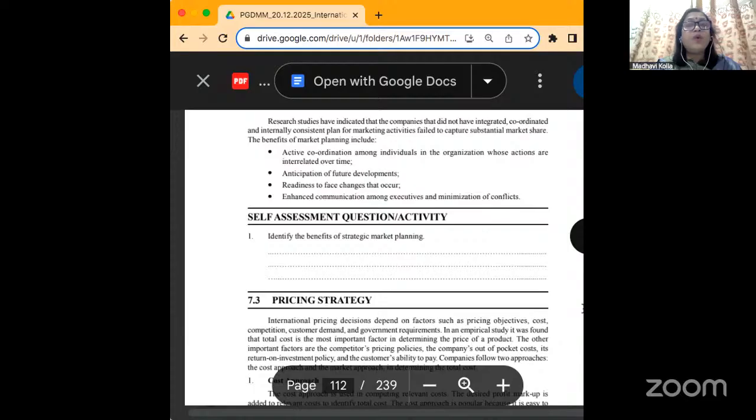They are not looking at who the competitors are, what the macro and micro elements are, what the market opportunity is, what the consumer behavior is, what the socio-cultural expectations are, or what political and legal constraints apply to the company for its growth. Only when a company takes a holistic view of all these factors will it eventually grow on a long-term basis. So, the benefits of marketing plans include, A, active coordination among individuals in the organization whose actions are interrelated over time.